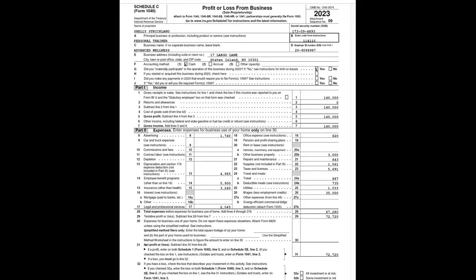Big difference between how a self-employed taxpayer pays their taxes versus an employee. So Shelley's self-employed, she's taxed on the net profit, whereas her husband Phil, he had a W-2 form.